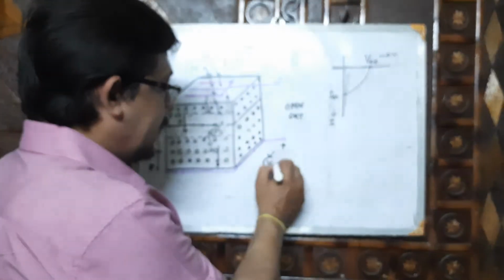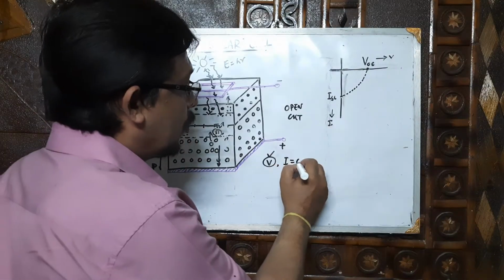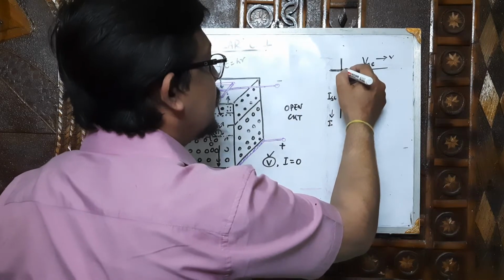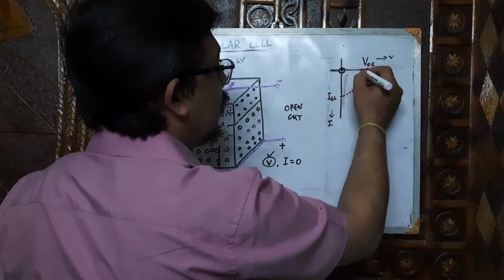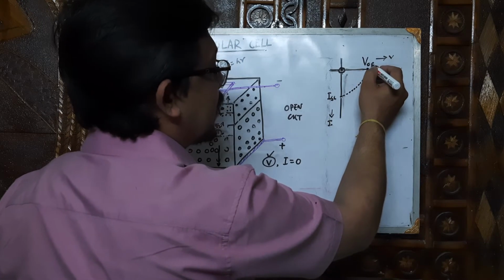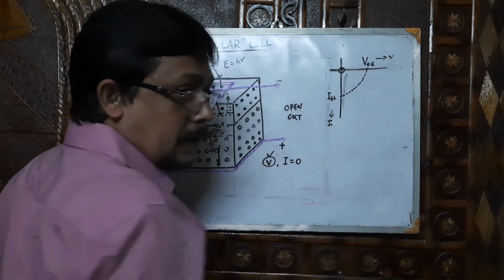But what about the current? Current is equal to 0 because no current is passing. So in the graph, if I show it this way, this is the voltage. When the current is 0, then we get the voltage. So this is the voltage V_OC, meaning open circuit voltage. We get the voltage like here.